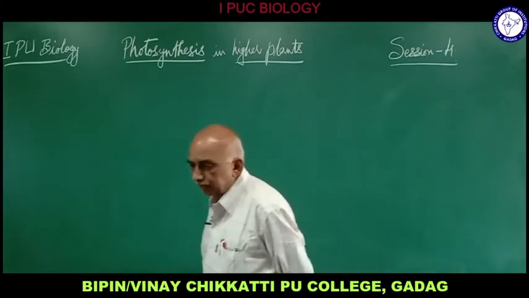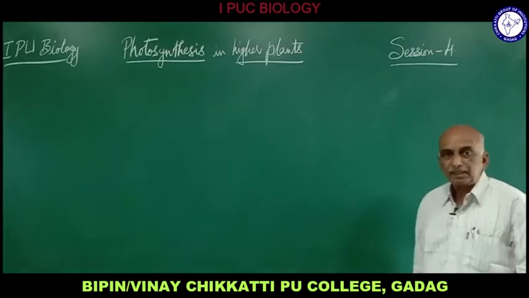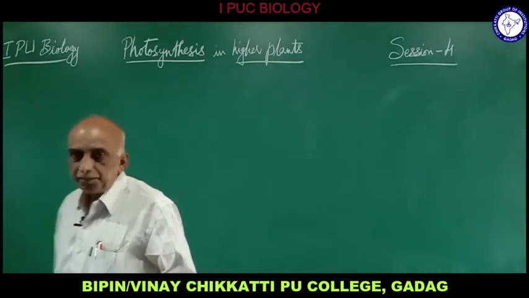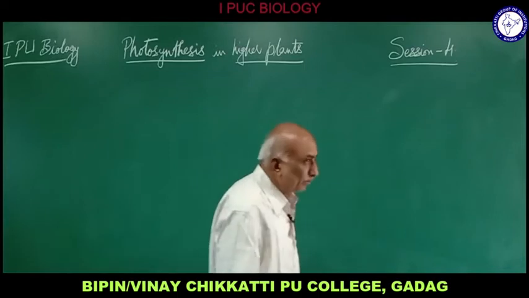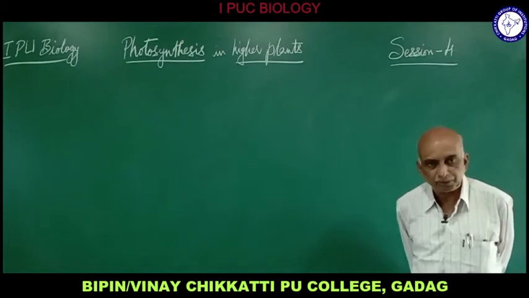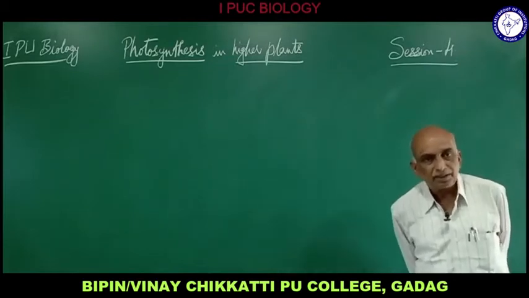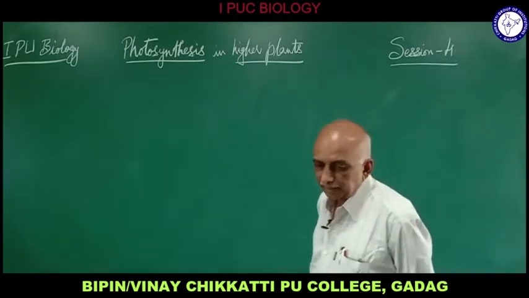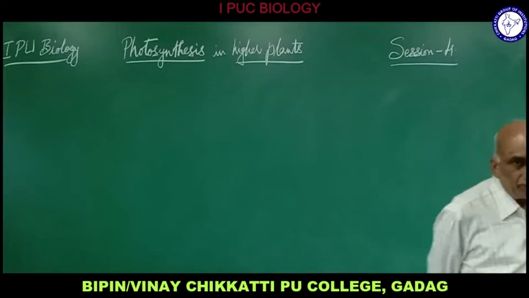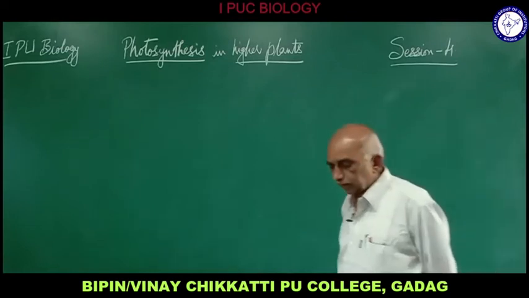The dark reaction is called the C3 pathway because the first stable compound formed is a 3-carbon compound, that is phosphoglyceric acid. RuBP, a 5-carbon sugar, combines with CO2 and forms a 6-carbon compound which is unstable, and it soon splits into 2 molecules of a 3-carbon compound, which is a stable compound called phosphoglyceric acid. So the first stable compound formed in the dark reaction is a 3-carbon compound, hence it is called the C3 pathway.